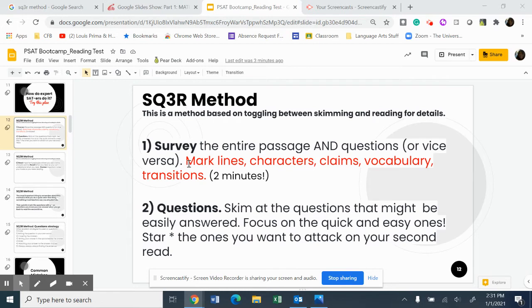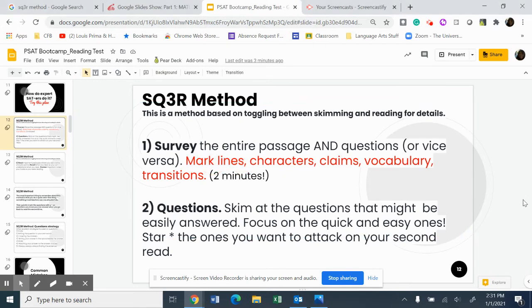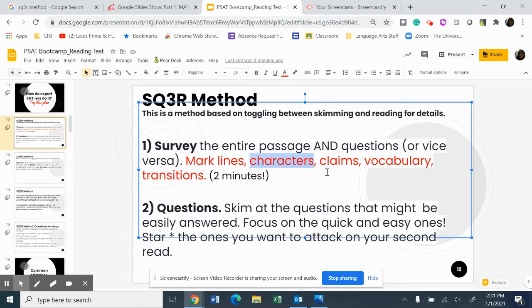For instance, you might want to mark lines. If the question says, what happened in line 31, once you go back to the passage and skim it, you might pay particular attention to line 31. You might want to mark characters in the fiction. So these two: mark lines, characters, particular plot points, what's happening, what happens then.